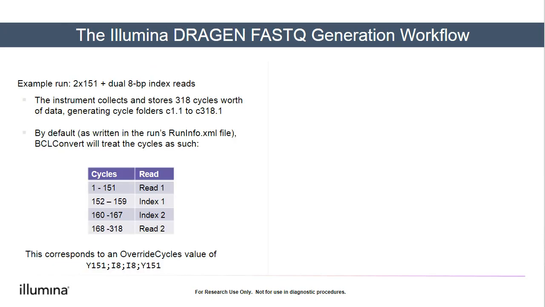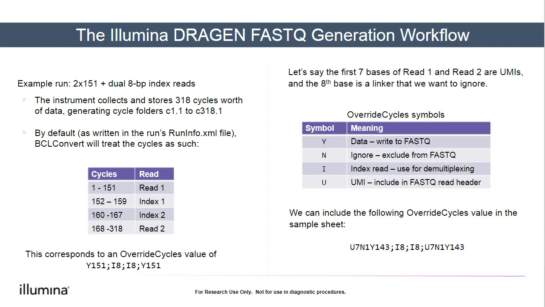This slide shows an example of how to use the override cycles configurable setting to accommodate libraries with UMI. The override cycles setting is similar to use bases mask in BCL2FASTQ. This setting can be used to mask out bases on reads and indexes during demultiplexing. Let's say that the first 7 bases of read 1 and read 2 are UMI, and the 8th base is a linker that we want to ignore.